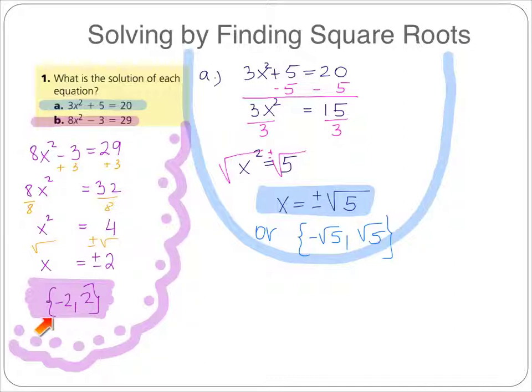The two solutions are in a brace. This is the list of solutions, negative 2 and 2.